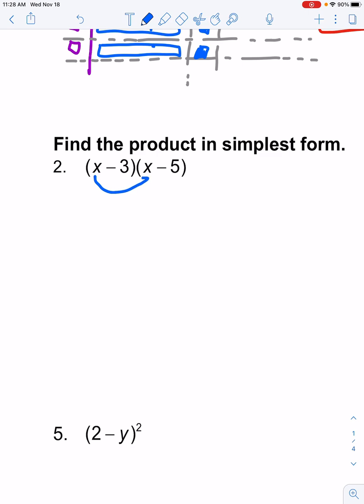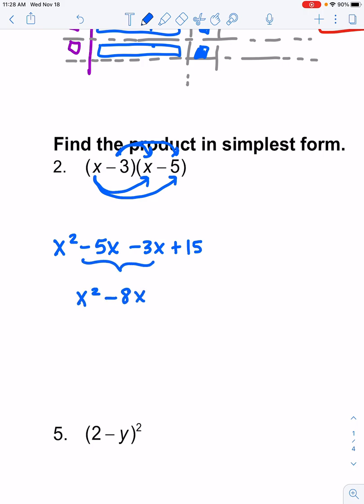So I'm going to start by multiplying my x to each piece in the other term. So I've got x squared minus 5x. Then I'm going to multiply the negative 3 to each piece. So I've got negative 3x plus 15. Don't forget your integer rules here. We've got a negative times a negative, which is a positive. Then I need to combine like terms. So x squared minus 8x plus 15. Simple as that.